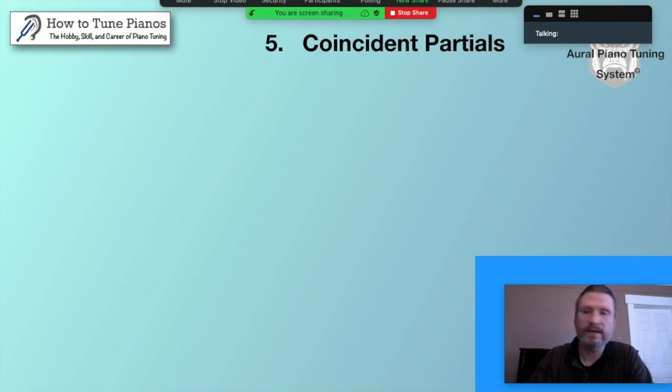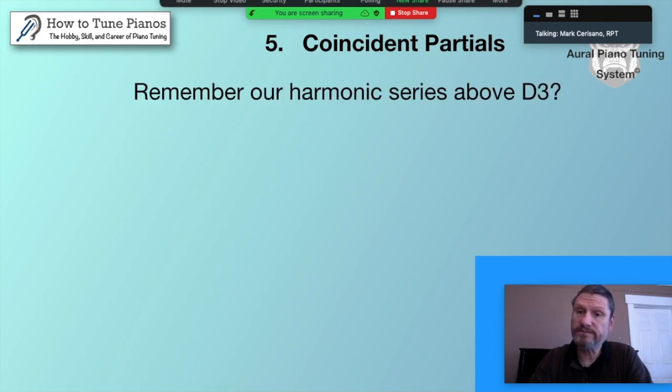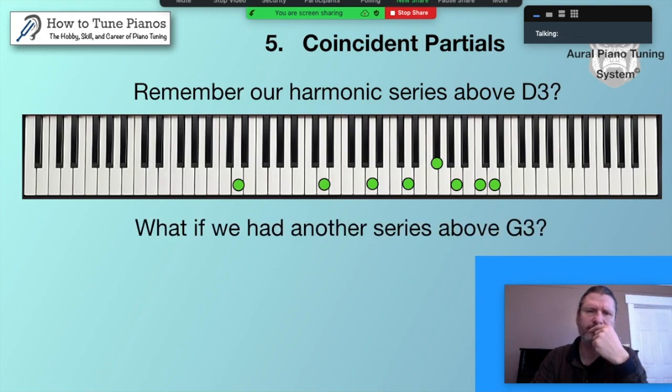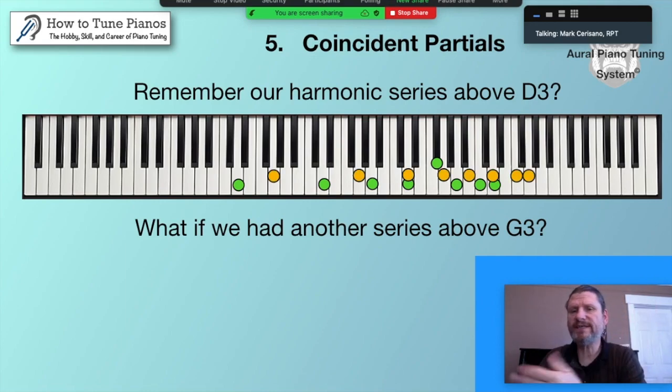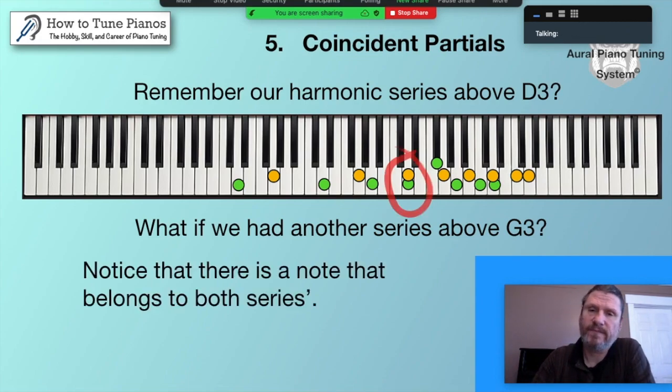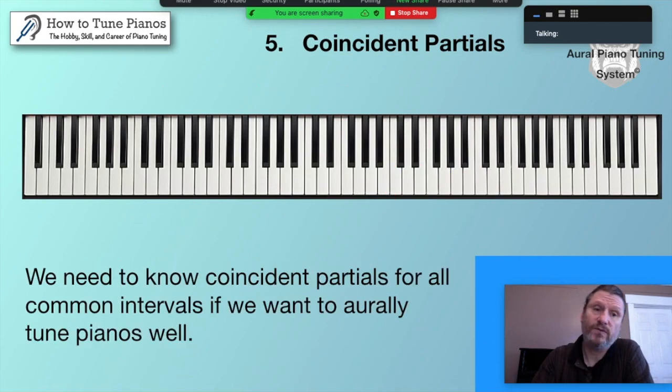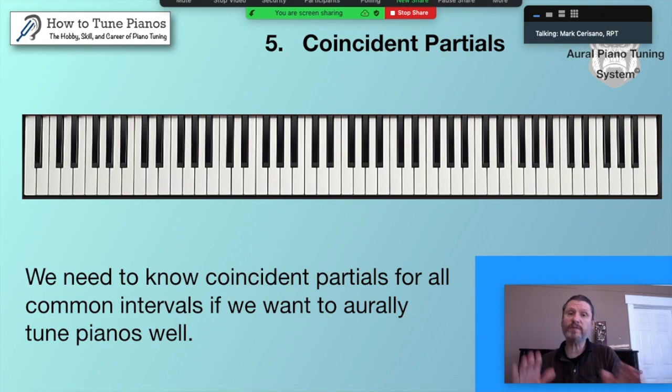All right. Now let's go on to coincident partials. Remember our harmonic series above D3? Well, what if we had another series above G3, for example? If you look at those notes, you can see that they line up. Here's a note that belongs to both series. That's called the coincident partial because it belongs to both series. We need to know coincident partials for all common intervals if we want to aurally tune pianos well, because that's where the beating is occurring.